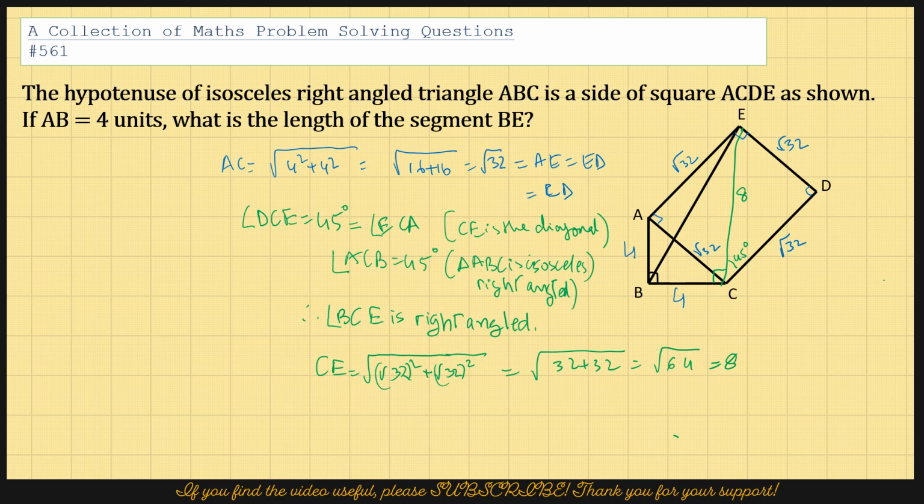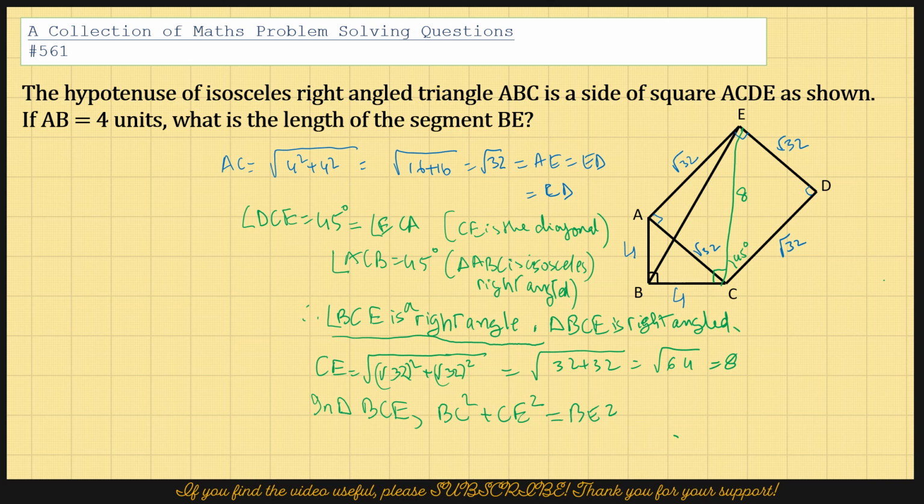Therefore in triangle BCE we'd have BC square plus CE square equals BE square, and that's because angle BCE is a right angle, and triangle BCE is right angled.